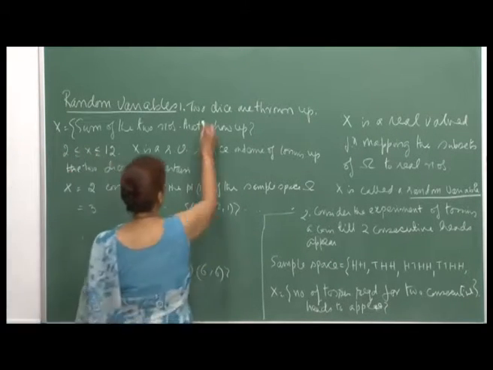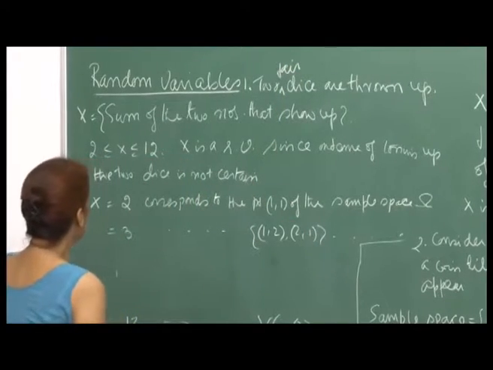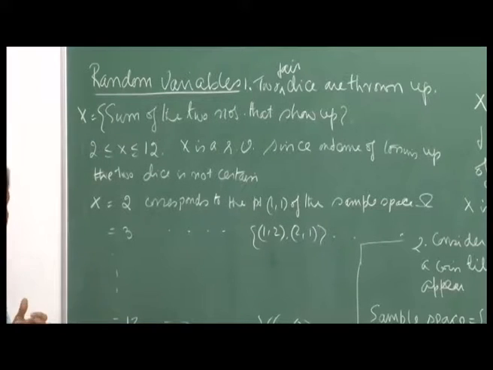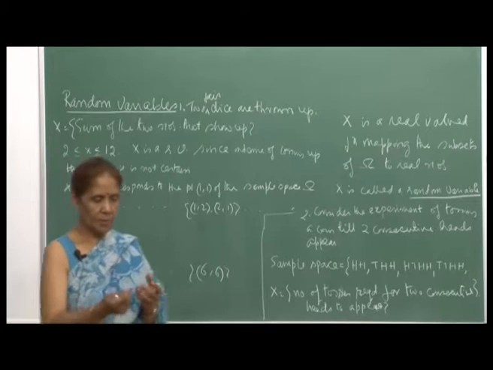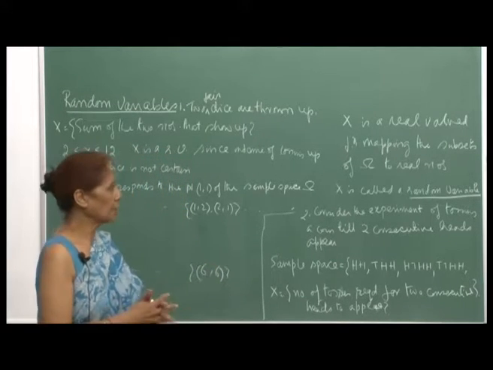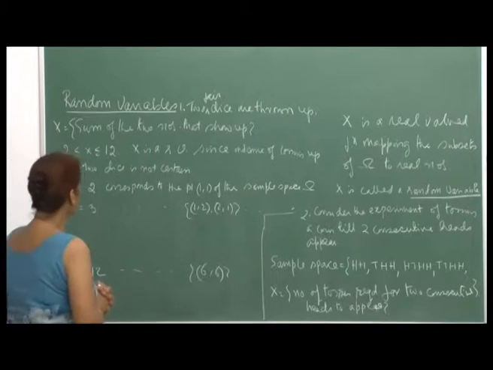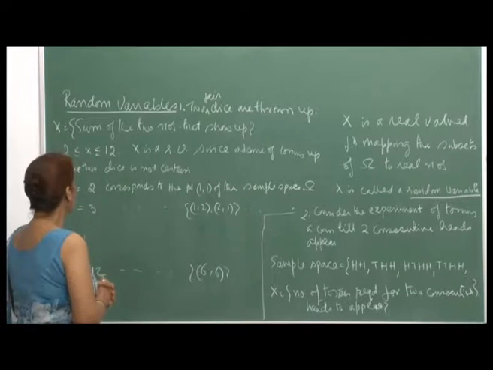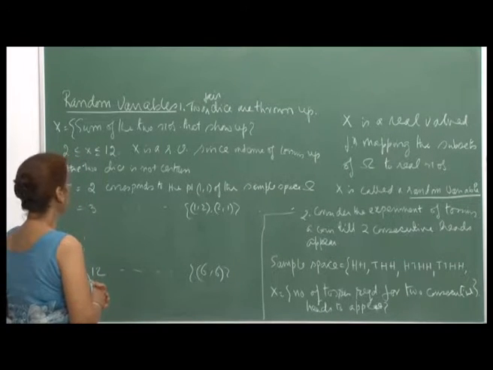So, you can say that maybe two fair dice are thrown. Now, let x denote the sum of the two numbers that show up. That means, whatever the two numbers, 3, 4, 1, 2, whatever show up when I throw the two dice, I add up the two numbers and I denote that sum by x. Now, we can see that the values of x will vary from 2 to 12.